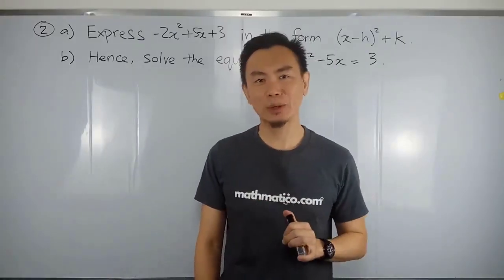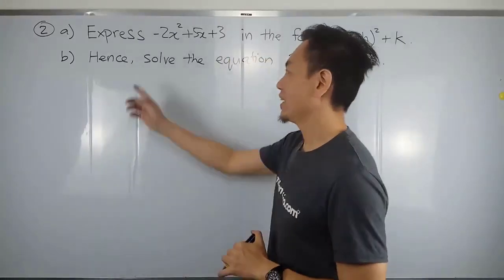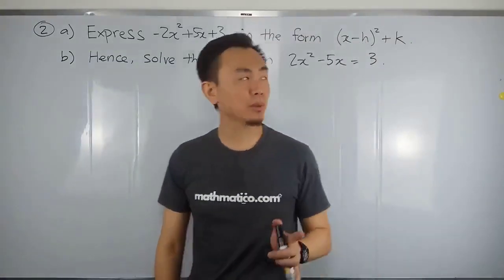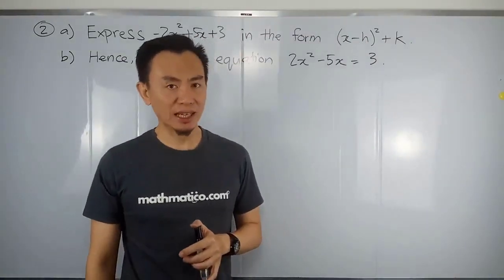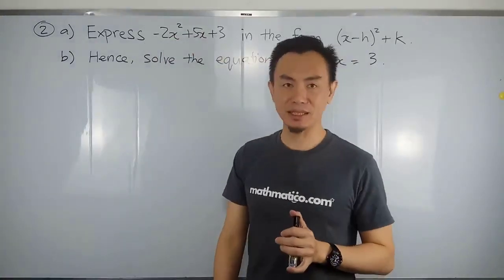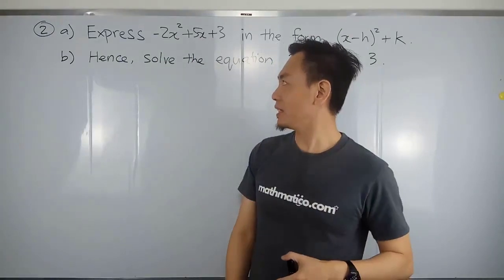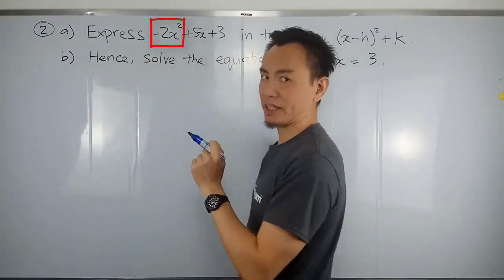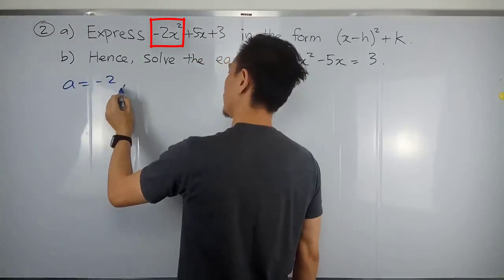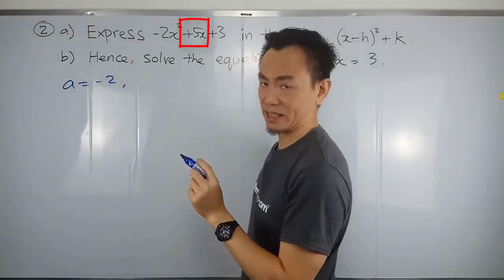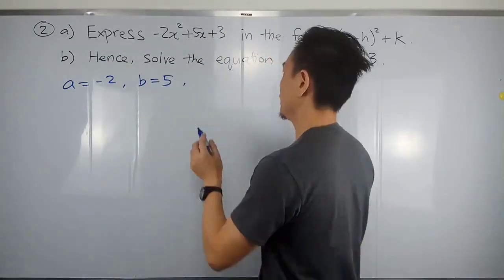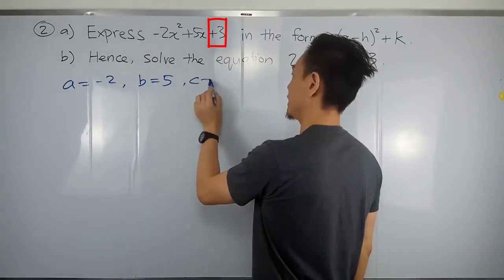Alright, so let's come to the second question with a slight twist. Here it says express negative 2x squared plus 5x plus 3 in the form (x minus h) squared plus k. It's the same thing as what we had earlier on, it's just that the a, b, c is different. So let's look at what the a, b, c is. The coefficient of x squared is negative 2, so a is equal to negative 2. The coefficient of x is 5, so b is equal to 5. The constant term is 3, so c is equal to 3.